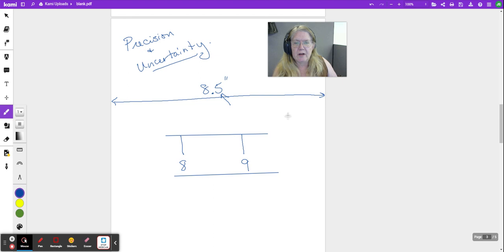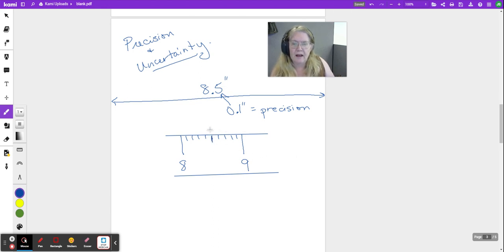Because we've got a number here to one decimal place, I know that there are some other markings on my measuring tool. 0.1 of an inch is our precision, which means my measuring tape must be marked like so.